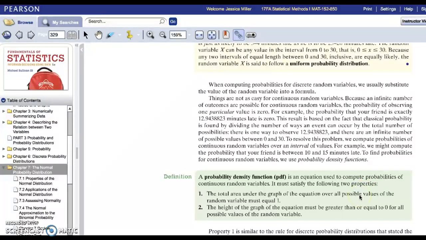Instead of the table probabilities summing up to 1, we're going to have the area under the curve. So the area under the curve has to equal 1, and we can interpret those areas under the curve as probabilities. And then the other thing is our probabilities can't be negative. This is going to be our height. We can't have our y values or our heights be negative.